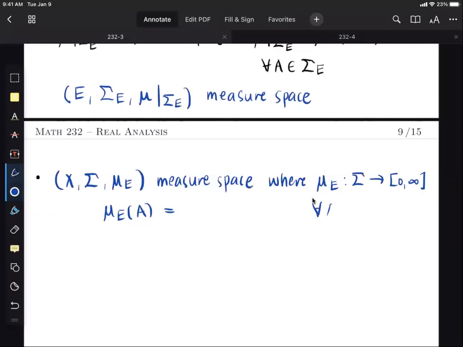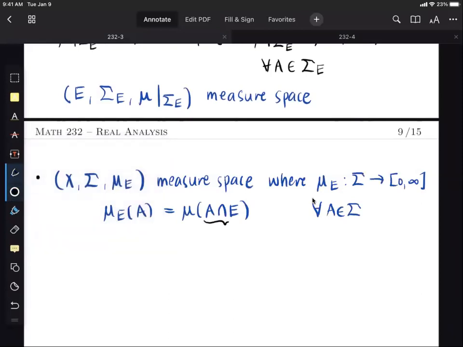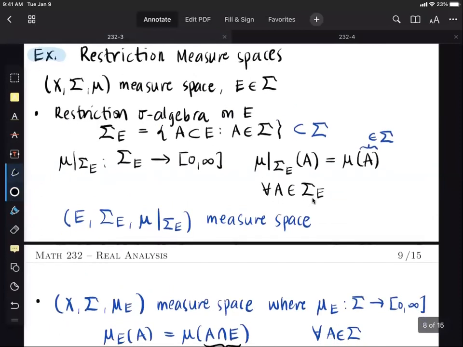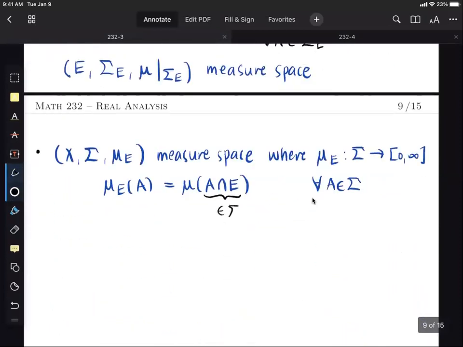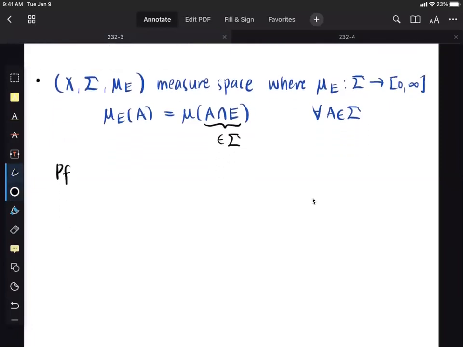So for any A in the sigma algebra, mu sub E of A is the measure of A intersection E. Since a sigma algebra is closed under intersections and E is in sigma by assumption, this is also in sigma, therefore the right-hand side is well defined. So let us look at the proof of this example here.